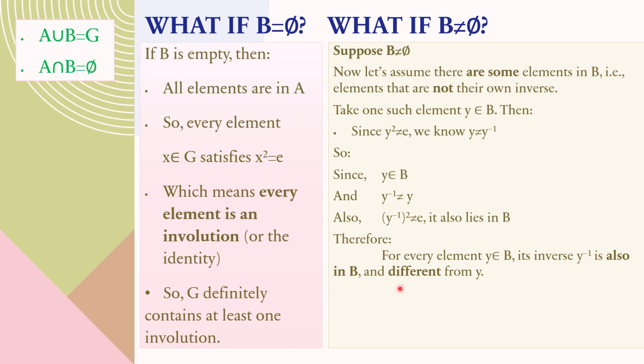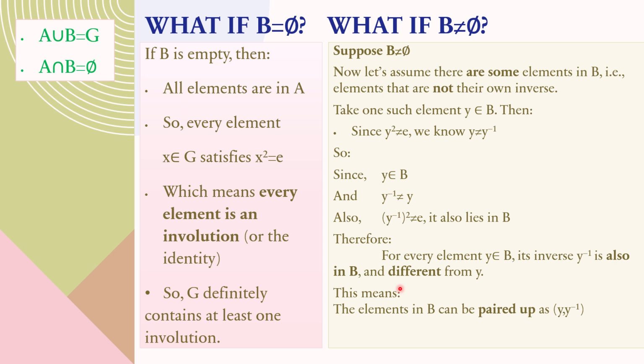It's a very basic concept, just a little bit complicated, but once you get the hang of it, it's not complicated at all. We have y and we have y inverse. They are not equal to each other, and they are inside B. Why are they not equal? Because we have already said that B is the set which has no involutions, therefore y is not equal to its inverse. If y has an inverse which is not equal to itself, then y inverse has an inverse which is y, and they are again not equal to itself. So y squared is not equal to e, and y inverse squared is also not equal to e, and all of these lie inside B because they are not involutions.